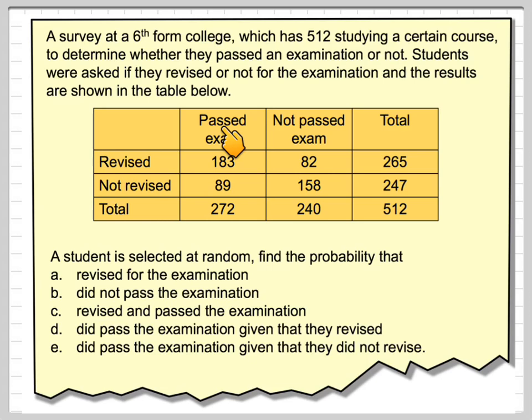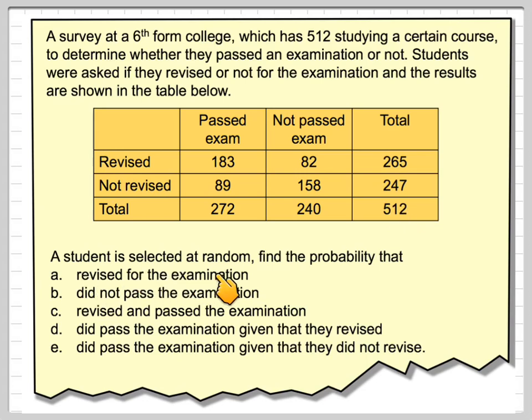So we've got here the people who passed and did not pass. These are the people who passed and revised, and did not pass. That gives me 265. And here we get passed the exam and not revised. Here we get not passed and not revised. If you add these all up, they add up to 512, which is like the universal set.